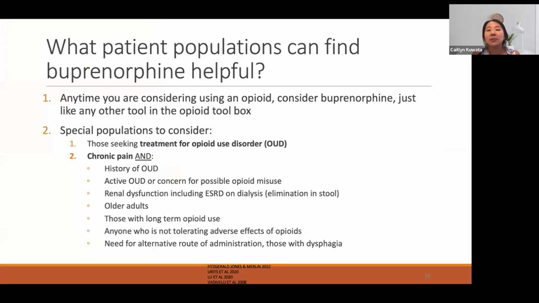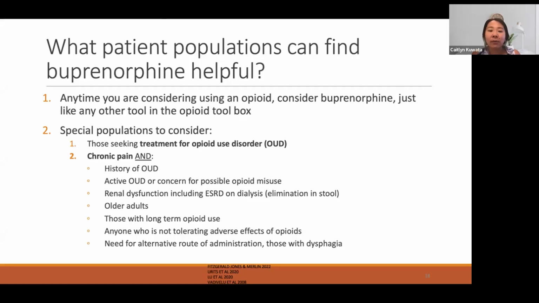So the next question that comes up is, what patient populations can find buprenorphine helpful? And I want you to think about it as just any other tool in your toolbox, right? You're not going to consider buprenorphine for just anyone, just like you wouldn't prescribe morphine or oxycodone for just anyone, right?